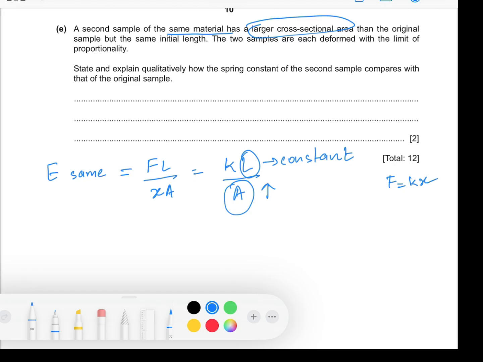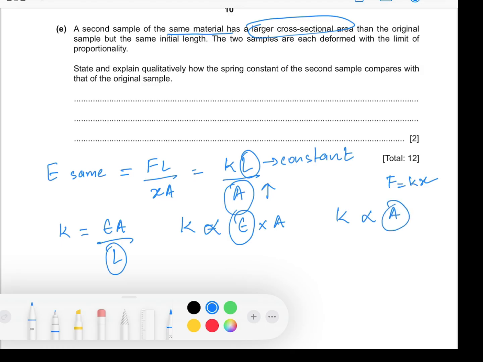State and explain qualitatively how the spring constant of the second sample compares with that of the original sample. Okay, let me just make the spring constant the subject of the formula, so I can explain it better. Now we know that the original length of both samples is the same, and that means the spring constant will be directly proportional to their Young modulus and the cross-sectional area. Since Young modulus also remains constant, that means spring constant will vary when the cross-sectional area varies. And because the second sample has a larger cross-sectional area, that means it will also have a larger spring constant.